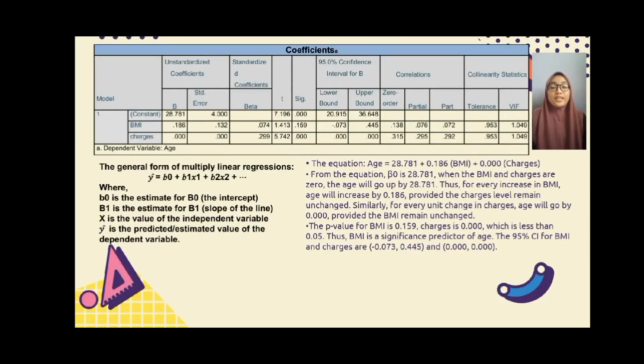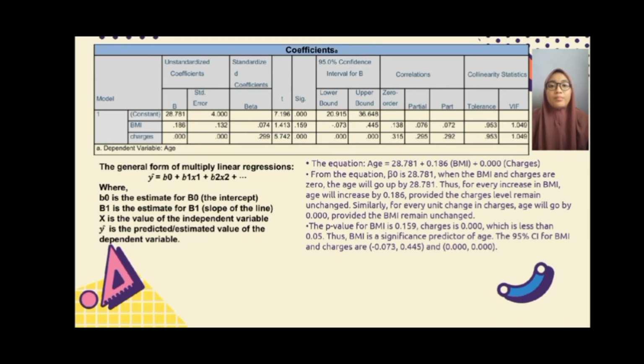For the coefficient table, the general form of multiple linear regression is y equals b0 plus b1x1 plus b2x2, where b0 is the estimate for the intercept, b1 is the estimate for the slope of the line, x is the value of the independent variables, and y is the predicted or estimated value of the dependent variable. The equation is age equals 28.781 plus 0.186 for BMI plus 0.000 for charges.